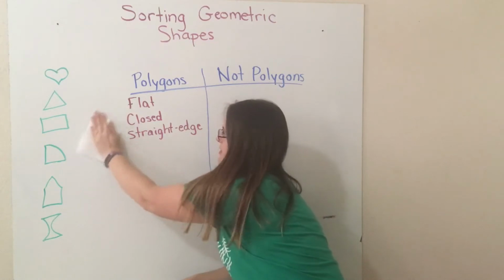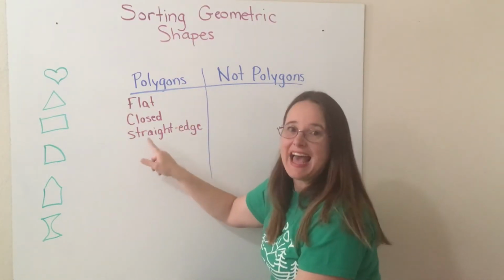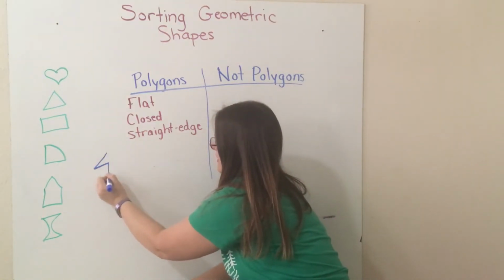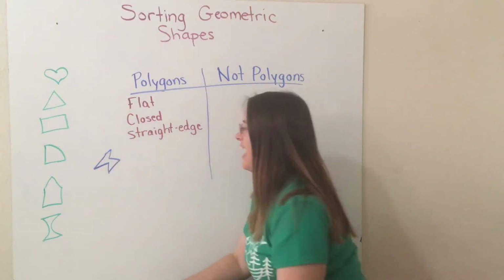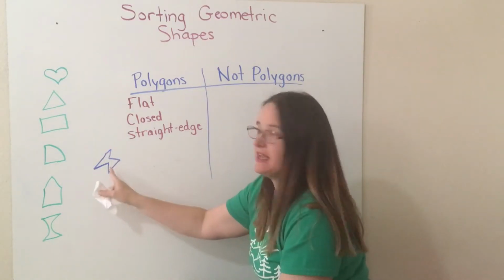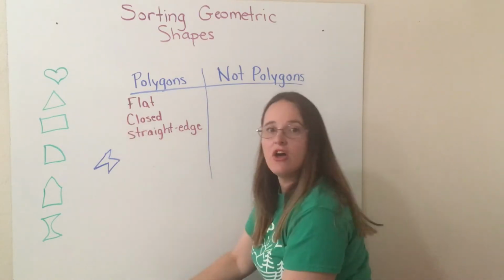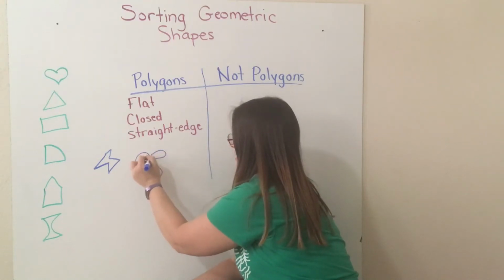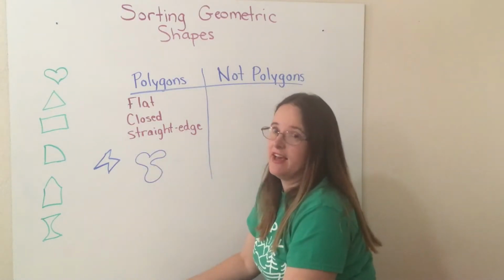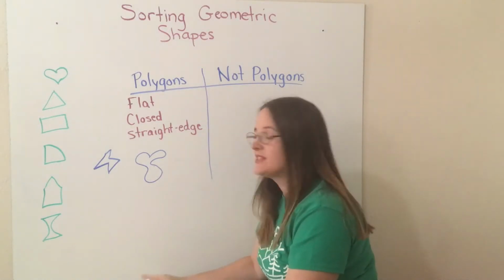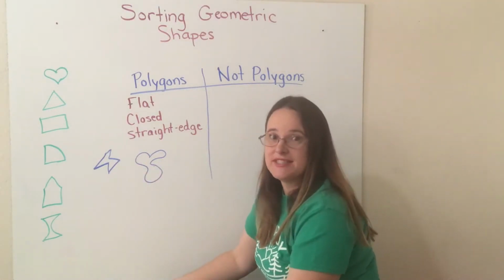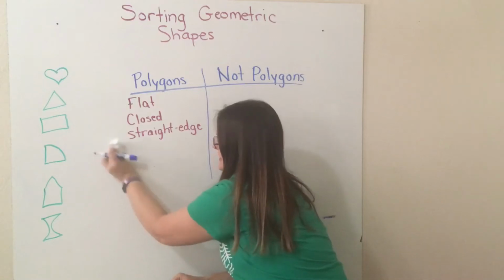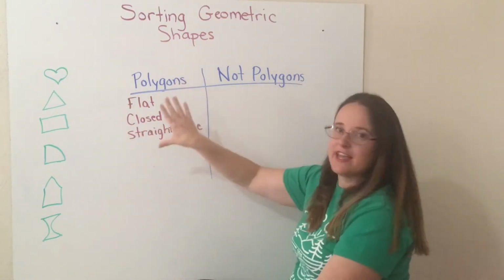And the final definition for a polygon is it has to have straight edges. So that funny looking shape would be a polygon. It's flat, it's closed, and it has all straight edges. That would not be a polygon. It is flat, it is closed, but it doesn't have straight edges, so it doesn't fall under the classification of polygon. Okay, so our first example is to take these green shapes over here and decide what side of my table they belong on.